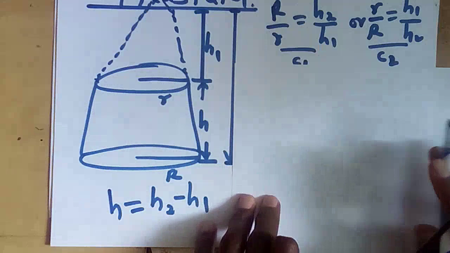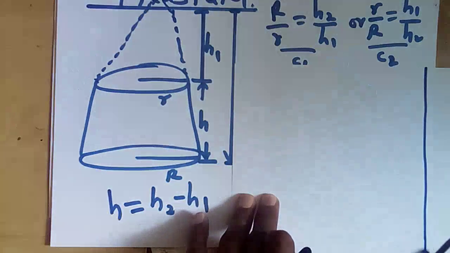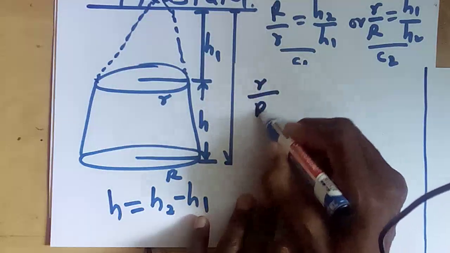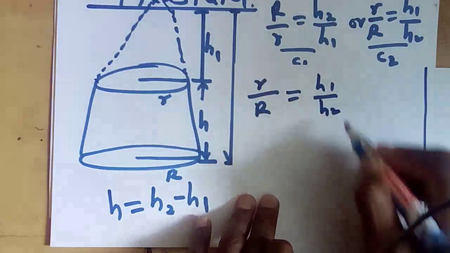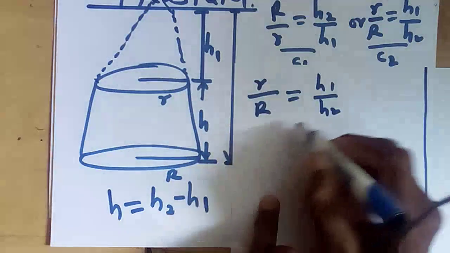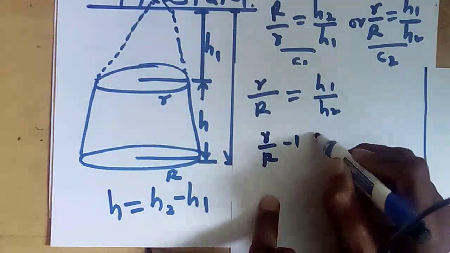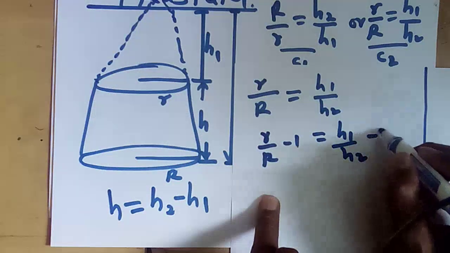Now, to proceed on, I want you to do the same using the second relationship. I used case 1, but I want us to use the second one, which for this case is now r over R, the reciprocal, I've just interchanged this, equals h1 over h2. And then again, I want us to subtract 1 on both sides. If I do that, then you're going to realize that I'll have r over R minus 1 equals h1 over h2 minus 1.